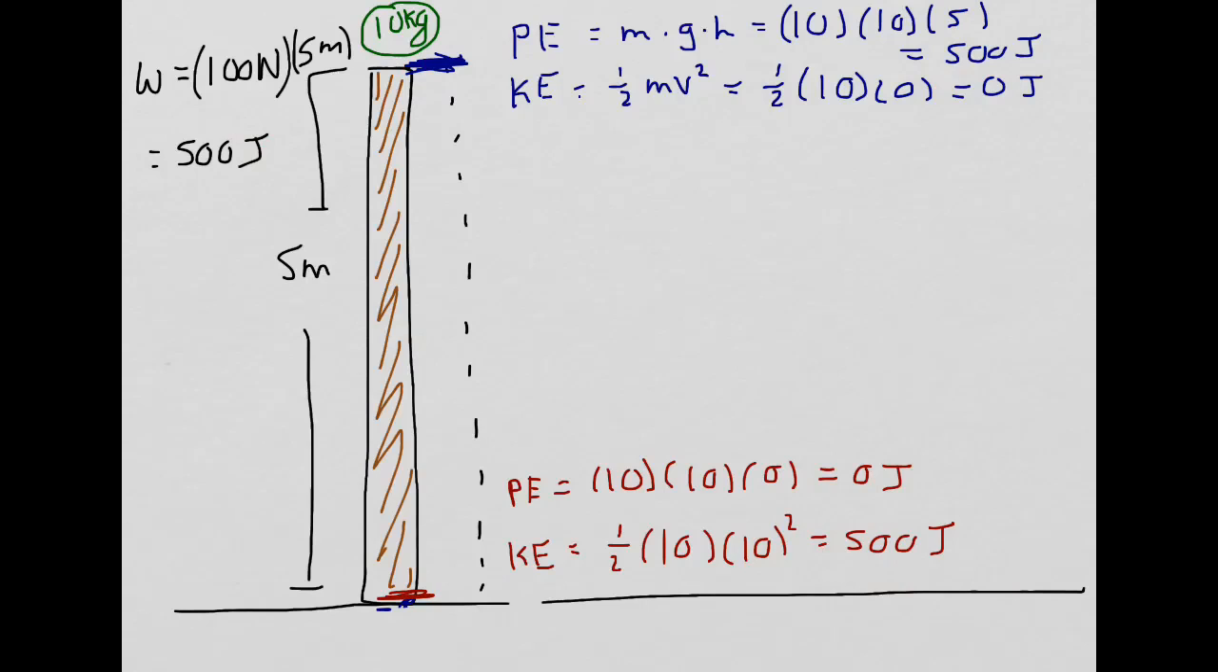So let's look at when the ball is now, let's say, here. So halfway through its free fall, it's now at a height of 2.5 meters above the ground. So this distance is 2.5.